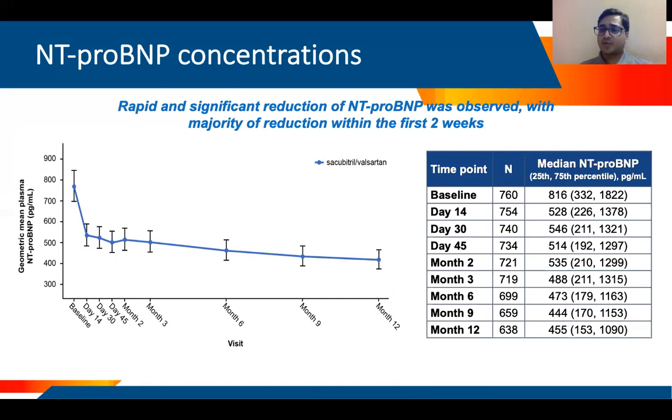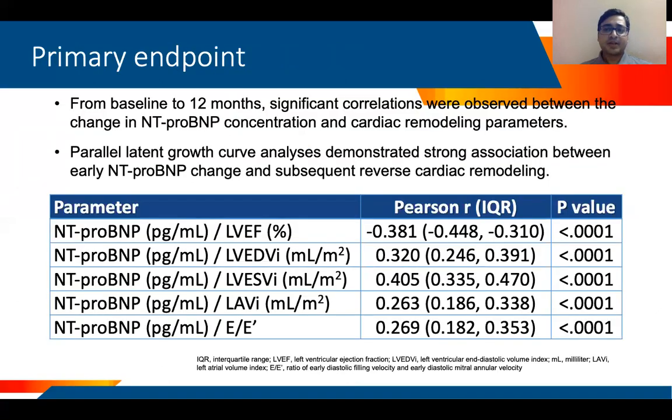The median NT-proBNP was reduced from 816 at initiation to 455. The maximum significant reduction was noted at a very early period, and it was maintained at 6 months and also at 12 months. This is very important data to support the early initiation of ARNI so that this reverse remodeling can be initiated.